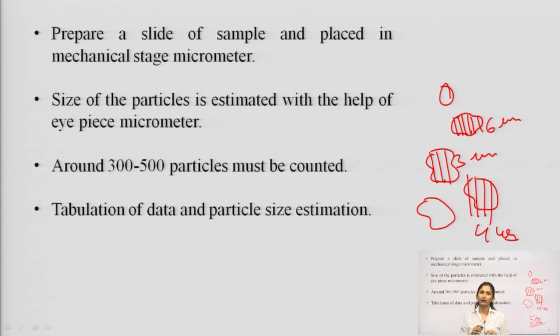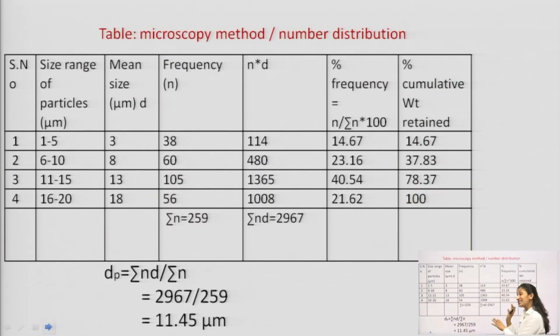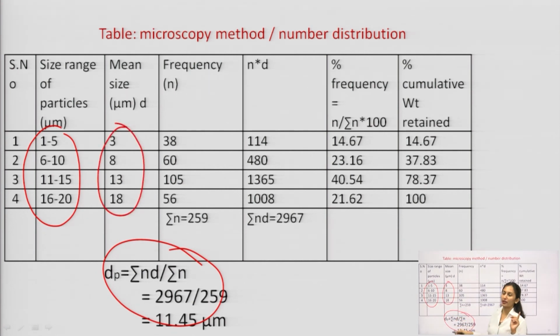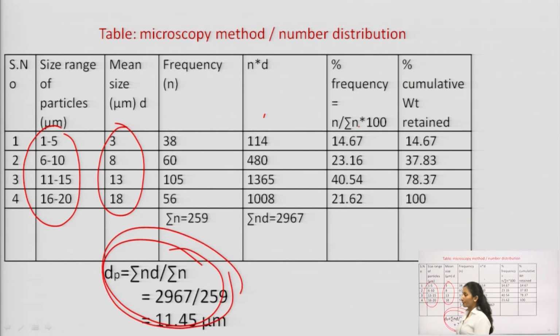This table is similar to the one for the size separation or sieving method, and the same formula is used here. The only difference is that we have the particle size range instead of the mean aperture size, and frequency instead of percentage weight retained. In this way, you determine n into d, percentage frequency, and percentage cumulative frequency, and then determine the average particle size by optical microscopy.